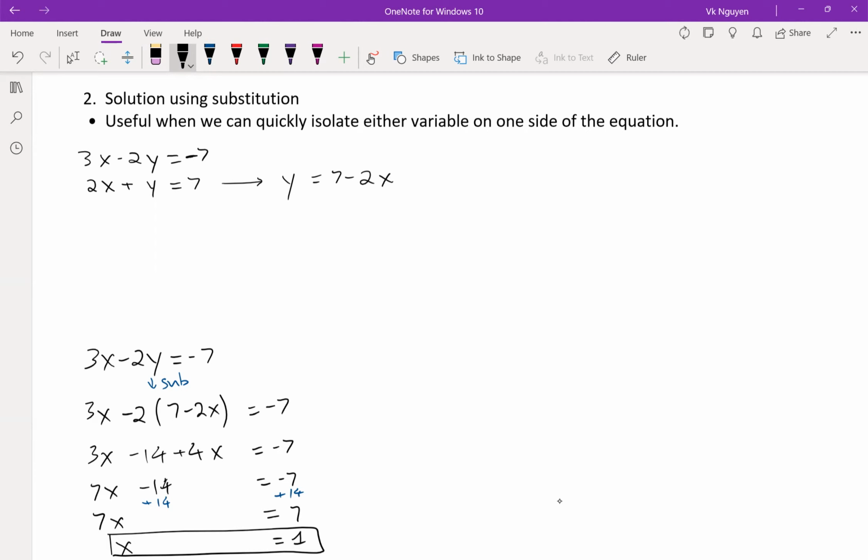Now, to get y, all we need to do is sub x to be 1. y equals 7 minus 2 times 1. So y equals 5.